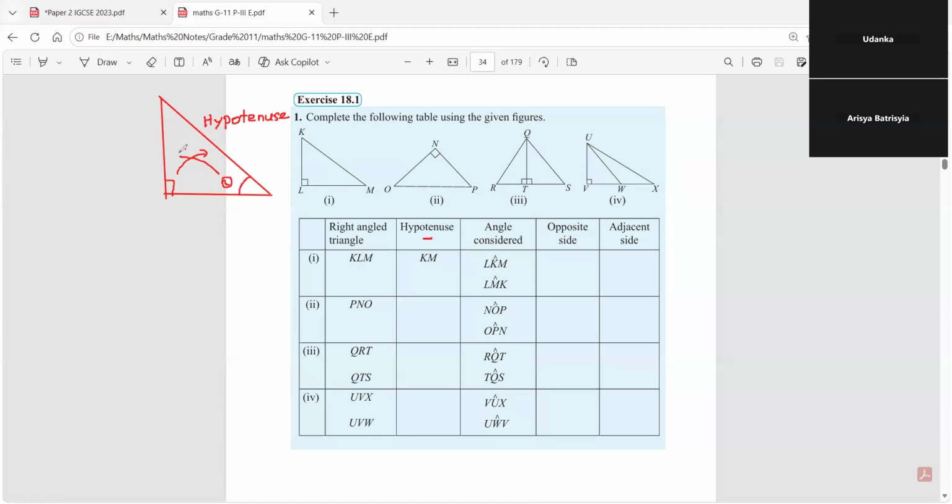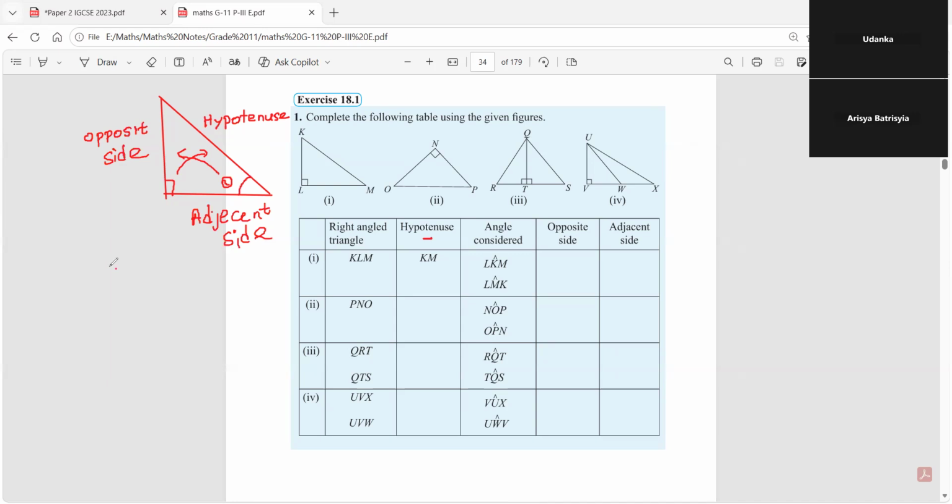Opposite of the angle they have the opposite side. With the angle they have the adjacent side. There are three things: hypotenuse, opposite side, and adjacent side.